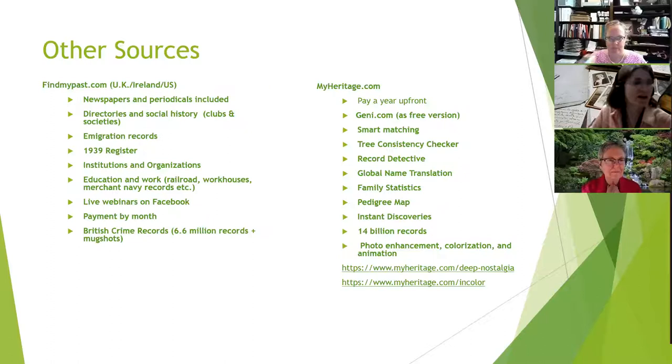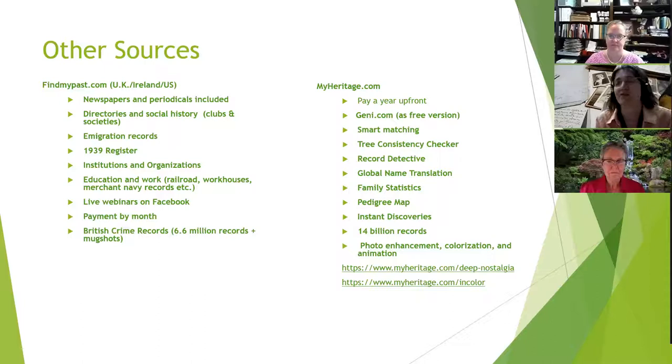Okay, Find My Past. findmypast.com is a United Kingdom site. Their newspapers and periodicals are included in the price, and that's really nice to have. They also have directories and social history, such as clubs and societies, so you can research those. They have immigration records and the 1939 register, which was created on the eve of World War II. It's like a census. The 1931 census was destroyed by fire.